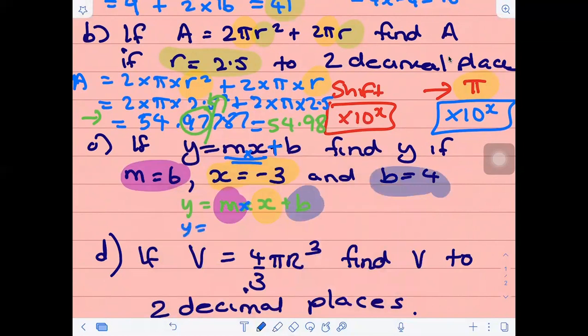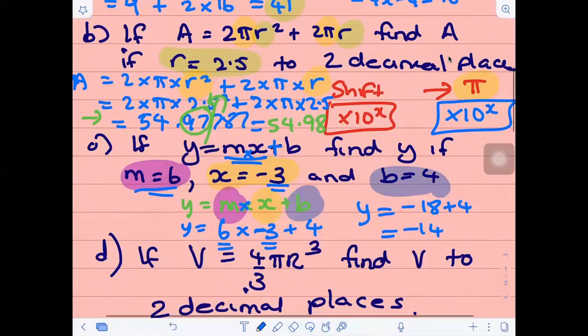So y equals m, so what's m? M is 6 times x, which is -3, plus b, which is 4. So that'll be -18 plus 4, but you can just put that straight into your calculator, because 3 times 6 is 18, and then it's got a minus. -18 plus 4 is -14.